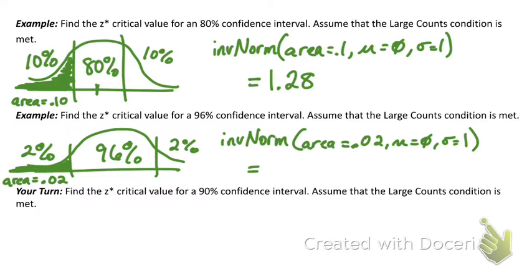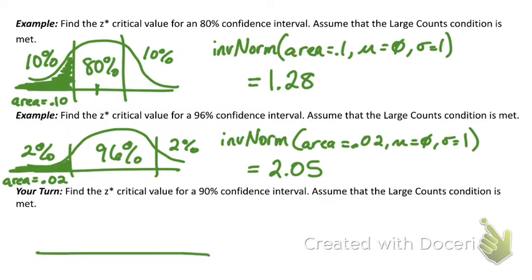What'd you get for your z-star critical value for 96%? 2.05. Hey guys, look at that. It's bigger than 2. Should it have been bigger than 2? Yes, because that's more than 95%, which is the one that is kind of about 2. All right, cool. One more.